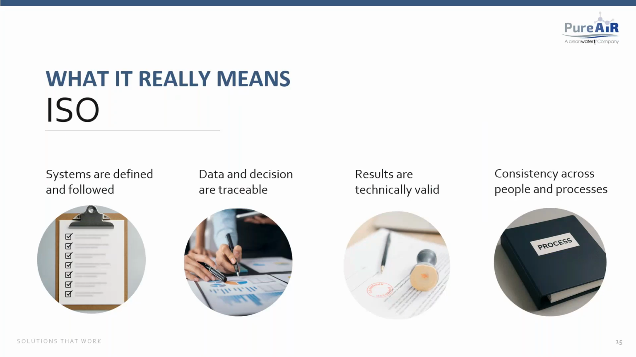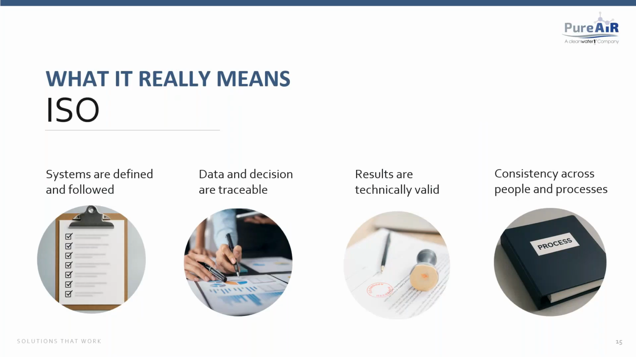Next one is what ISO really means. So, kind of an overview: its systems are defined and followed, kind of bringing up the procedures and the controlled documents, making sure that it is being handled and done as we say it is. Data and decisions are traceable.